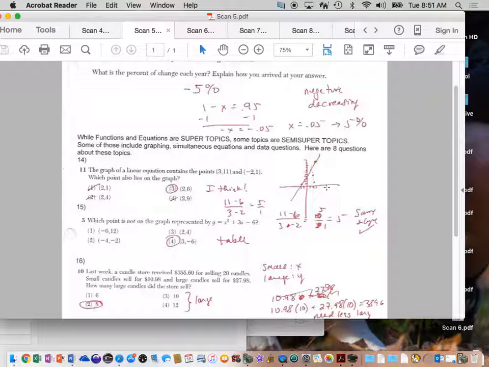On the next one down after that, what I did was I graphed it. I looked at which one I thought was on there, and then I checked the slope between the points for each of them, and the slopes came out the same, so then I knew it was on the line. Okay?